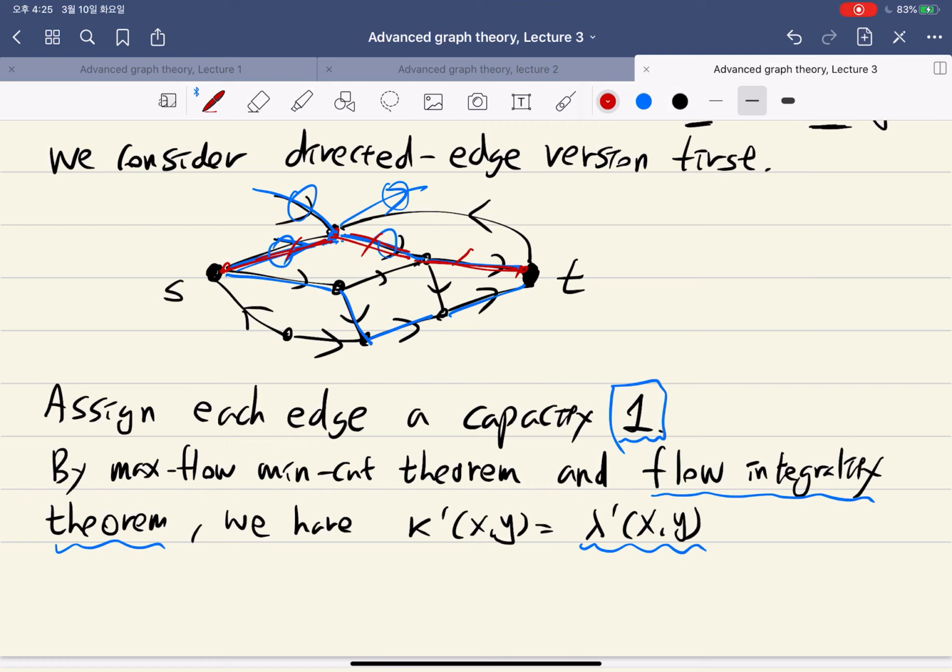And how many paths can you pull off? Exactly the same as the maximum flow value. Because each time you pull off a path, this contributes 1 to the flow value. So this is the same as the maximum flow value.